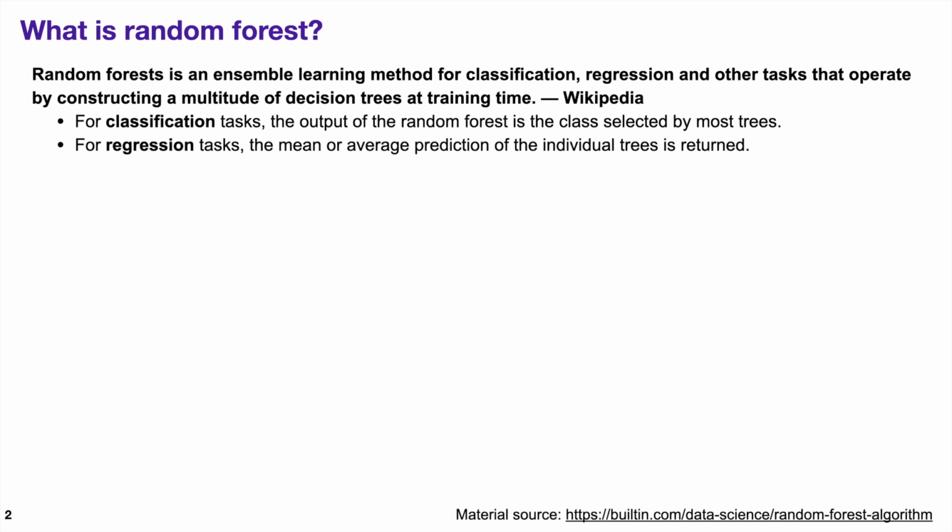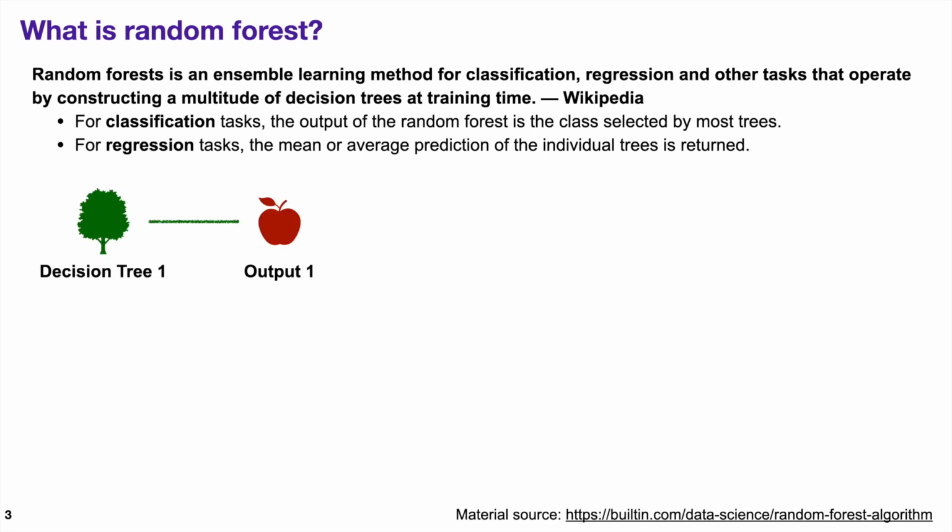Before talking about any technical details, we need to know what a random forest is. According to Wikipedia, a random forest is defined as an ensemble learning method for classification, regression, and other possible tasks that operates by constructing a multitude of decision trees at training time. In a classification study, the final output of the random forest would be the class that was selected by most trees. For a regression problem, the final result would be the mean value of predictions by all the individual trees.